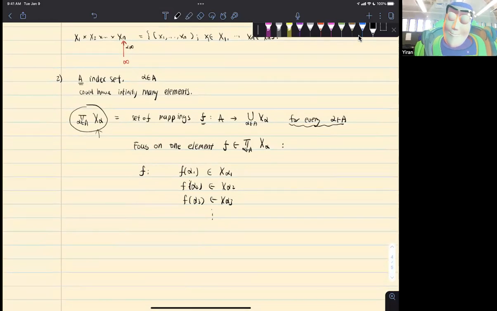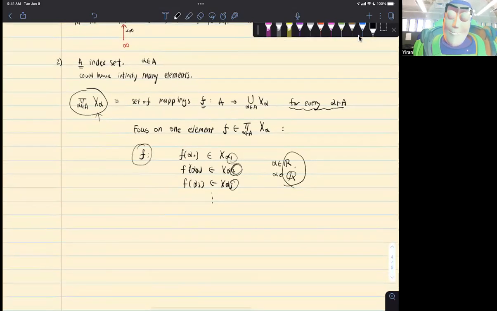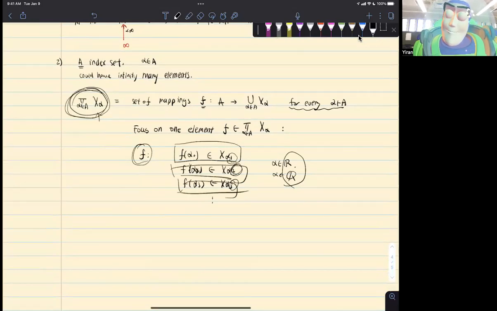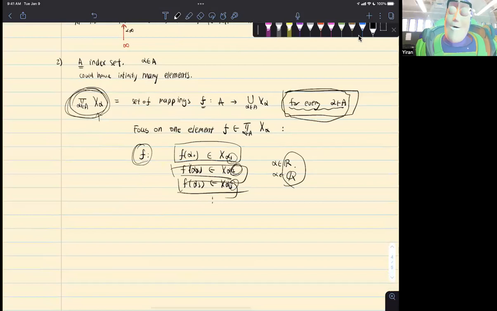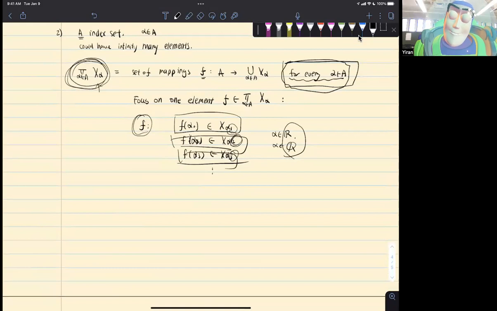But in practice, it doesn't have to be indexed by the natural numbers. Alpha could be a real number. So maybe here, not alpha 2, but a different number that is a little bit larger, or any number different than 1. It's just an illustration. This A could also be the rational numbers. It could be any set. But the idea is when you define a single element in the Cartesian product here, you're not defining just one, you are defining many. You're defining for every alpha in A. So that is the key thing.